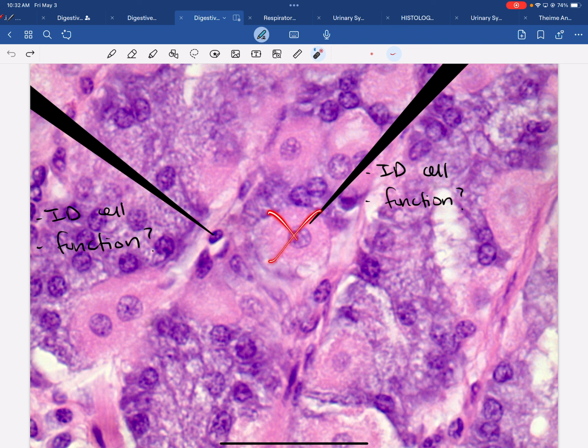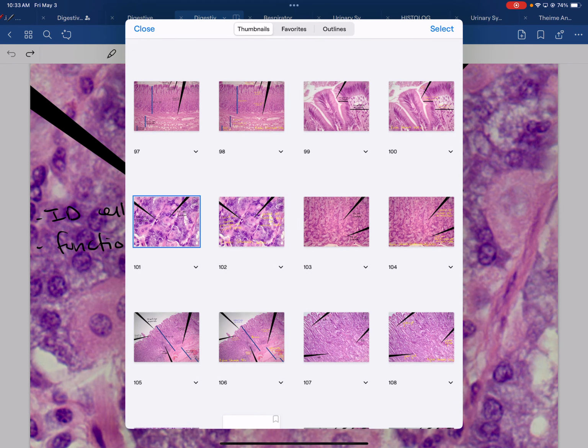Let's go back to parietal cell. What does intrinsic factor do? Binds to B12 to be absorbed. Exactly. And then where is it absorbed? I don't know if we even have to know this. In the small intestine. Good, yes. In the ileum, in the very distal part of the ileum. Good. All right.